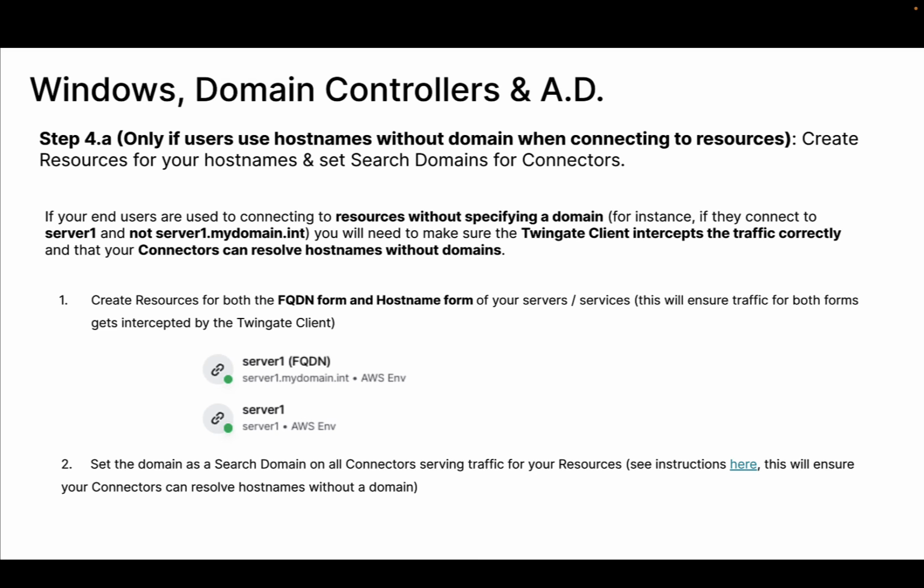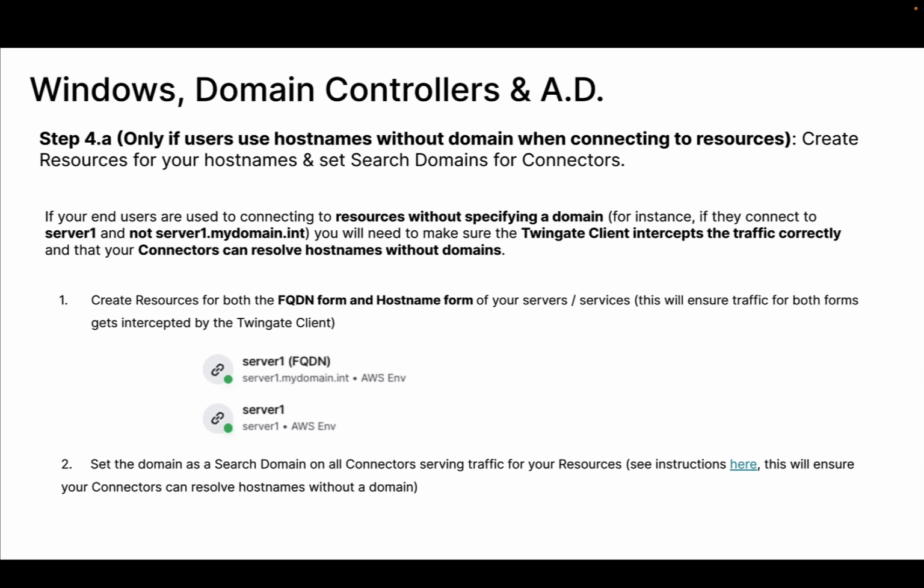Right, so if a user is going to use server1 instead of server1.mydomain.int, you should have a resource for both the version that has the full domain and one that is only the host name. This is to make sure that the traffic gets intercepted properly, because sometimes Windows has a tendency to add search domains on the client side. But if you have both resources that are declared and assigned to a group for a user, whether they talk to the host name directly without the domain name and the domain gets added or doesn't get added, or they talk to the fully qualified domain name directly, all of the traffic gets intercepted by TwinGate and sent to the connector.